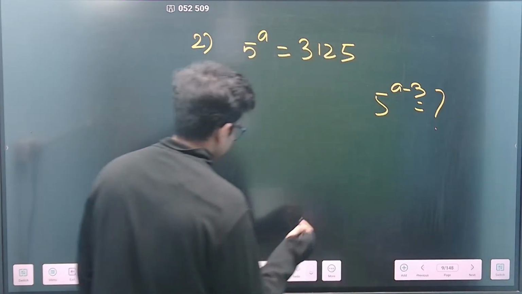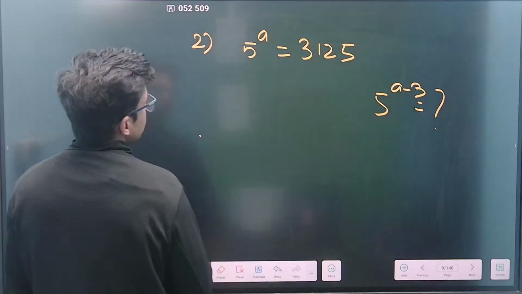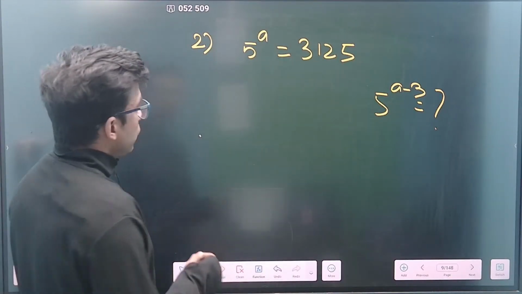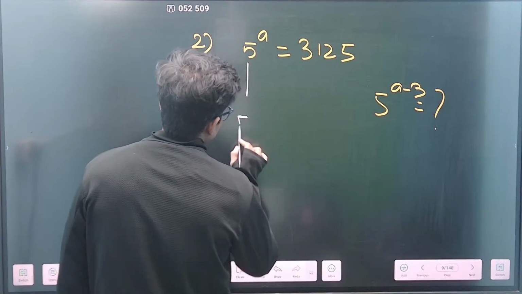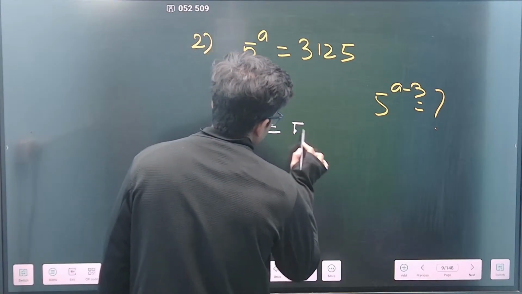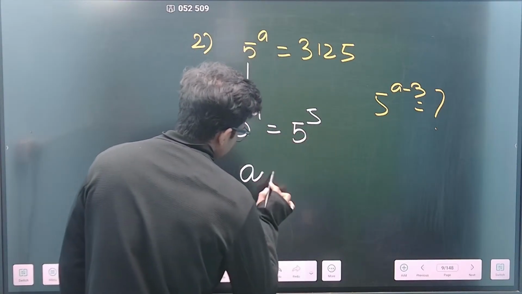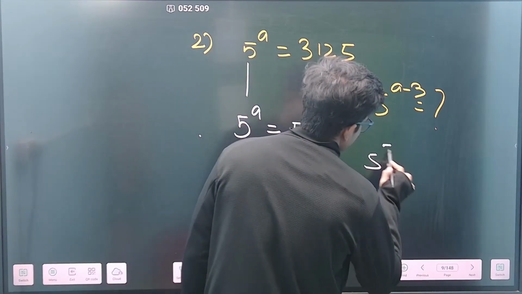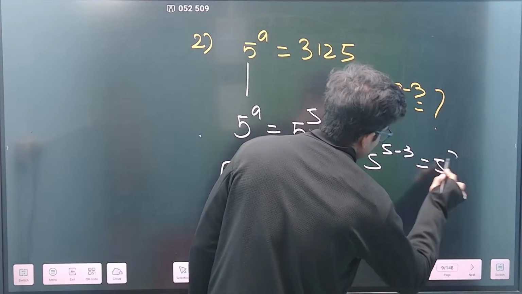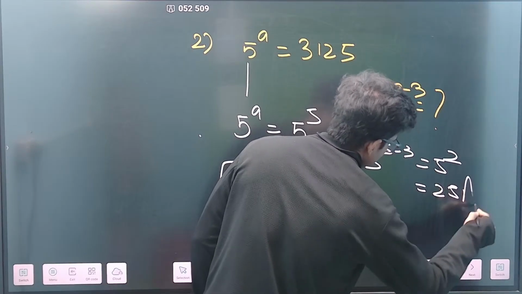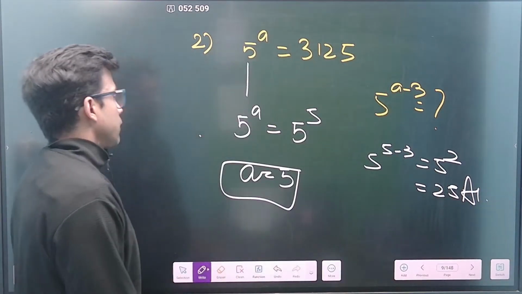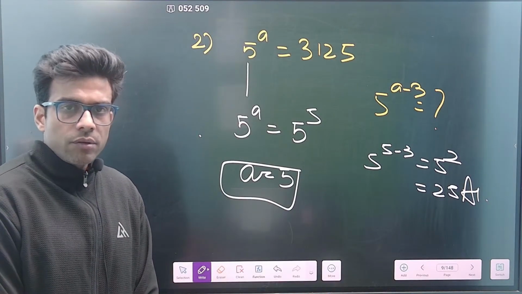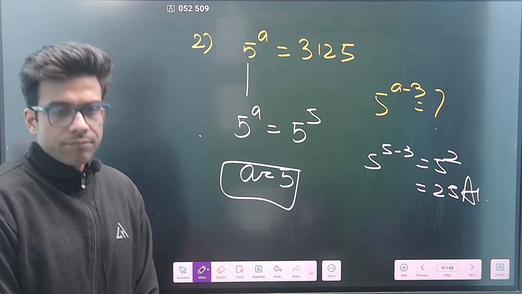Can anyone figure it out? So basically, what you can do here? You can write down that this is basically 5 to the power a, and this is basically 5 to the power 5. So can I say a equals 5? If a equals 5, then this is basically 5 to the power 5 minus 3, which is 5 square, which is 25, my answer. Correct? Is this correct for everyone? I hope so.